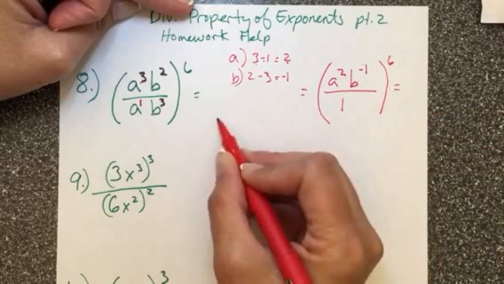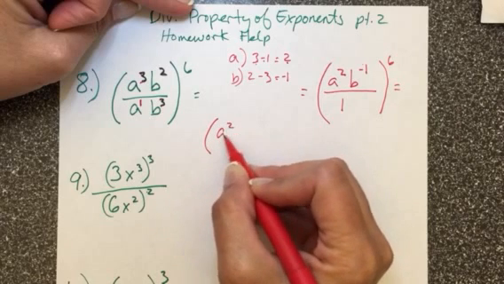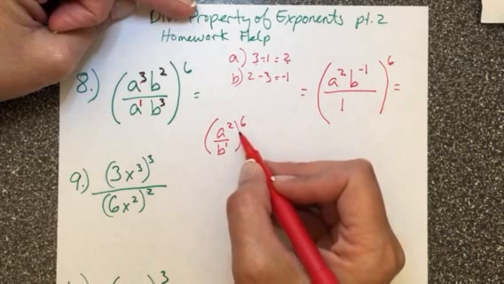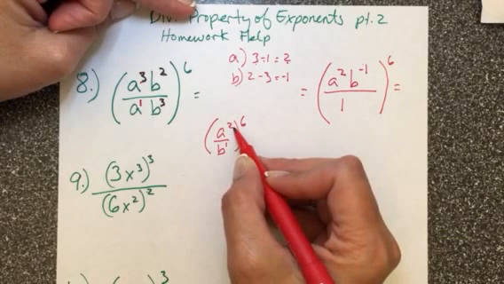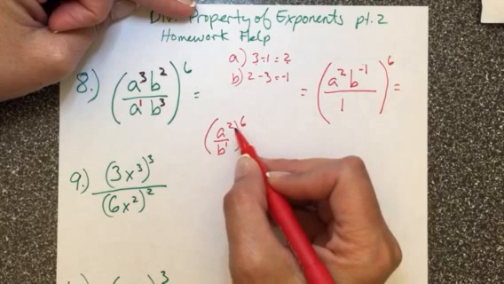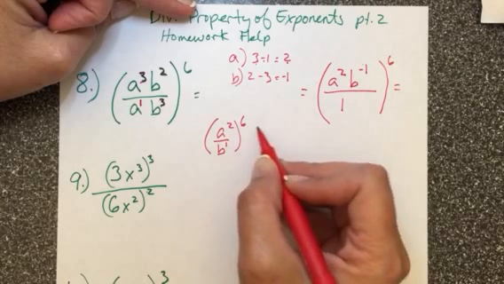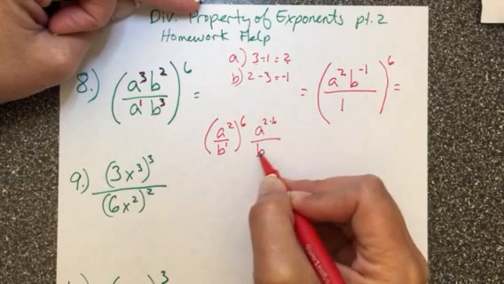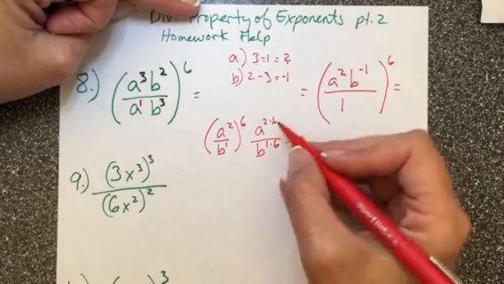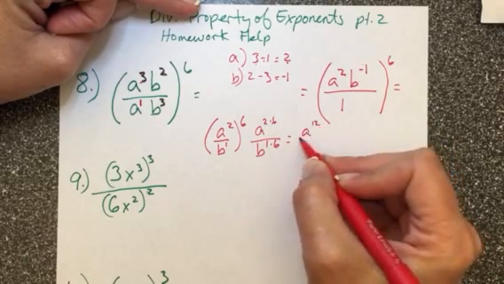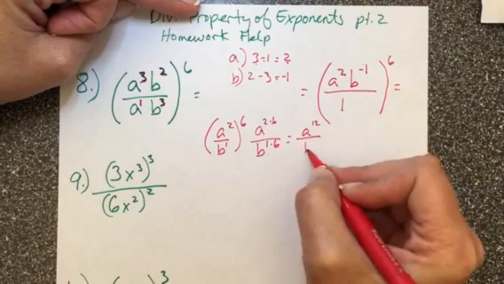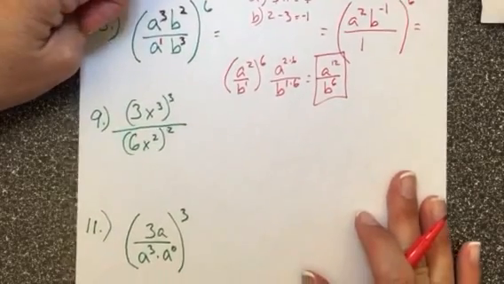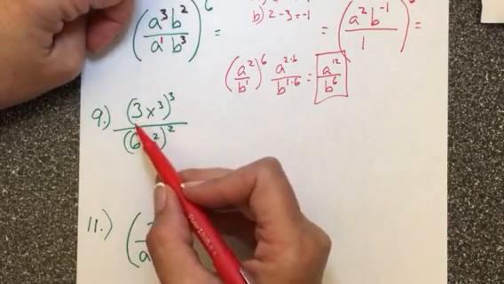I'm going to go down to this next line here. A squared over b to the 1 to the 6th. Knowing my powers of powers property, I know that I multiply my exponents by the power their power is raised to. So I have a to the 2 times 6 over b to the 1 times 6. And 2 times 6 is 12. So a to the 12. And 1 times 6 is 6. So it's going to be b to the 6th. And I'm done here.